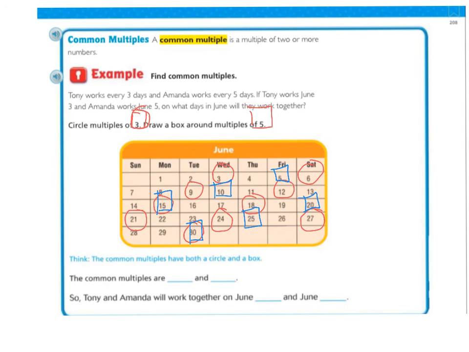So the common multiples have both a circle and a box. Remember, a common multiple is what the numbers have in common, hence common multiples. So the common multiples here, if we look, are 15 and 30, because notice there's both a circle and a square there. So we're going to write 15 and 30. So Tony and Amanda will work together on June 15th and June 30th. Okay? So please pause. Make sure you write these notes on your flip lesson paper.